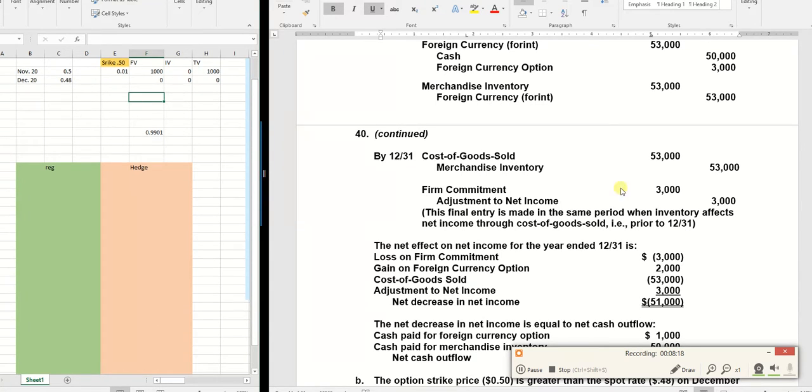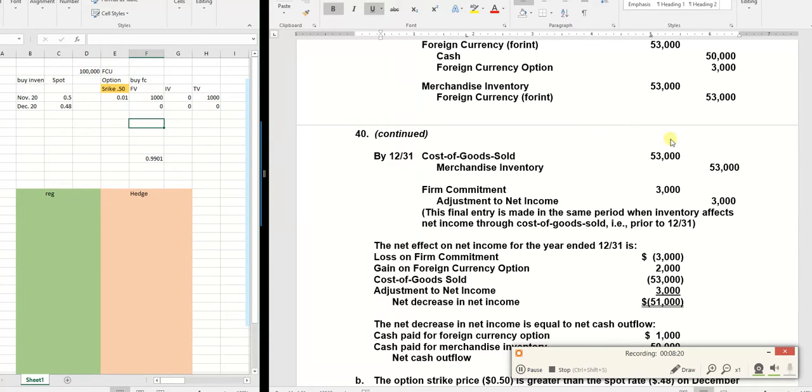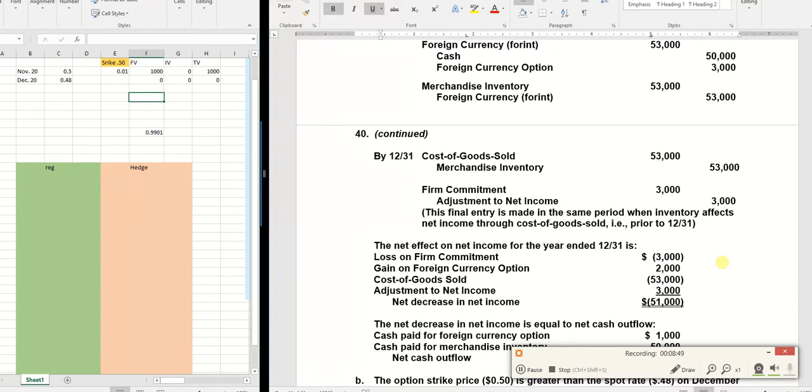So part B, I think I forgot these entries in part A to finish the thing. So I went ahead and sold my merchandise. I'm not really sure why we didn't put the accounts receivable sales there, but cost of goods sold, merchandise inventory, and I need to get rid of my firm commitment, take it to adjustment in net income. Notice that a lot of people take it straight to cost of goods sold instead of inventory. So there's your impact on net income. I have my firm commitment, etc.